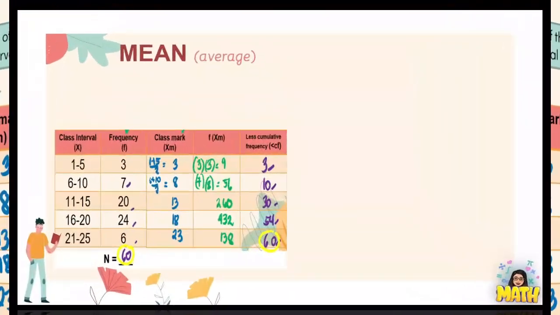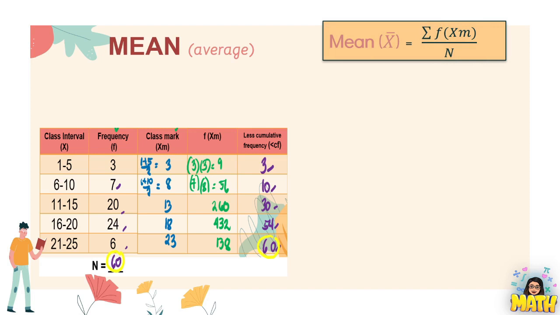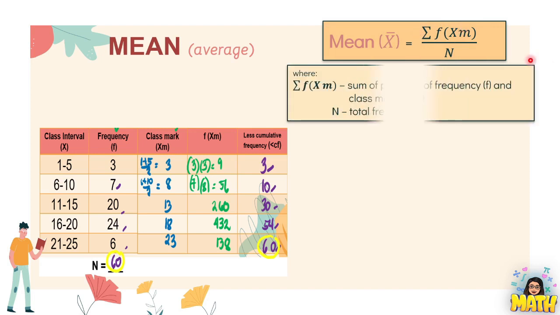So let's now compute the first measure of central tendency, which is called the mean or the average. To compute this, we're going to use this formula, in which this symbol refers to the sum of the products of the frequency and the class marks, divided by the total frequency. Since we have already built our table, it is easier to find what each variable requires. So let's use this formula.